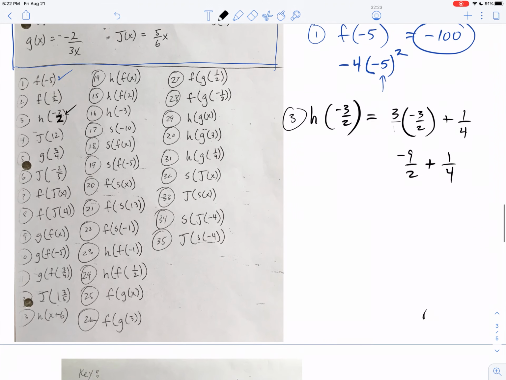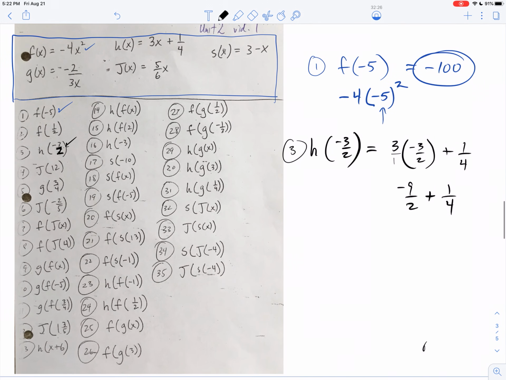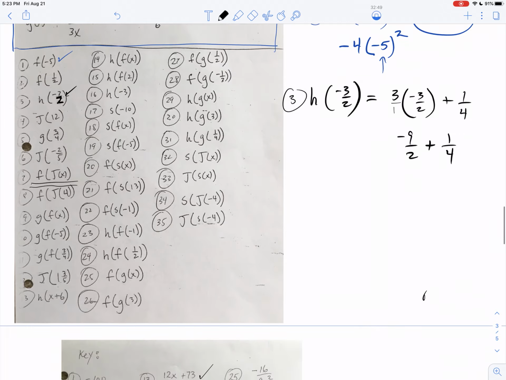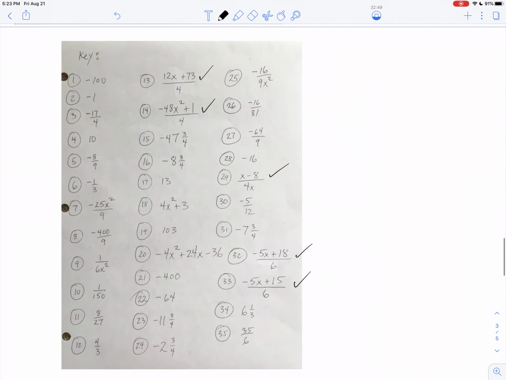Now, once again, use these made-up functions, f, g, h, j, and s. They're different than the ones I used for my examples. Now, here's the other thing I want you to do. When you do the problems, do them in order. So you'll see, like f of j of x here, number 7. If you do problem number 7, you will get f of j of x. You should then check it and make sure that it is correct.